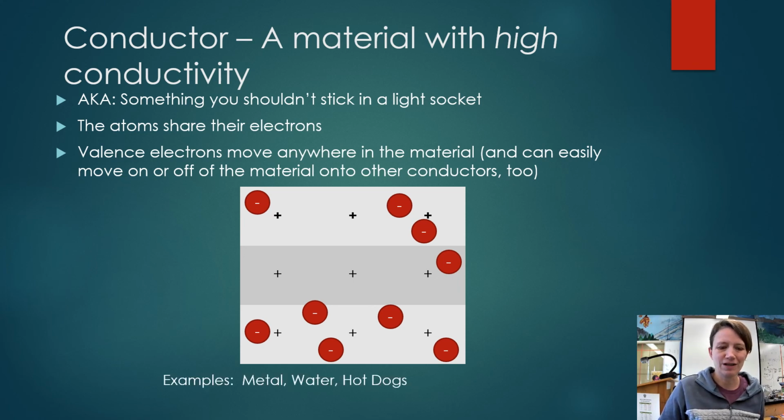Some examples of conductors: metals are really good conductors. They often talk about the electron cloud in metals. Water is a good conductor as long as it has any dissolved salts in it. Hot dogs, which of course are very similar to human hands, are also good conductors. So you probably should not stick hot dogs in light sockets, because electrons can flow through them pretty easily.